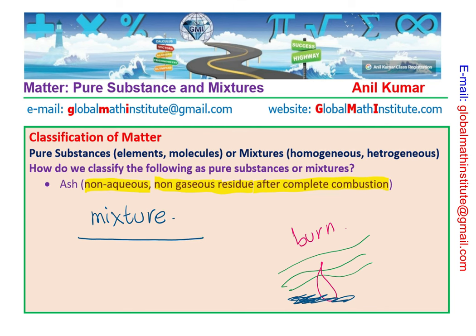So burning of anything will actually break down the organic material, and that material may also have some other impurities in it, right? Those also burn and mix with the ash. There could be some metal elements. So that makes it a mixture. Perfect.